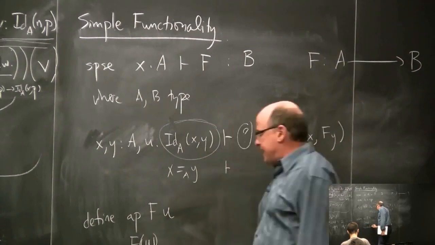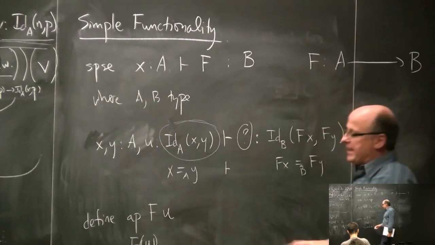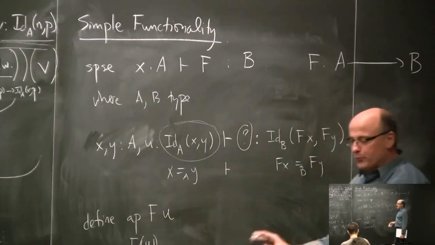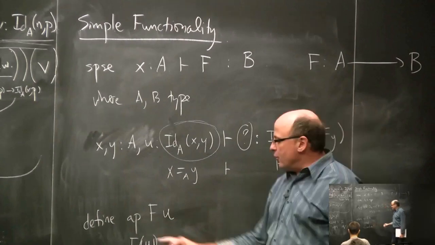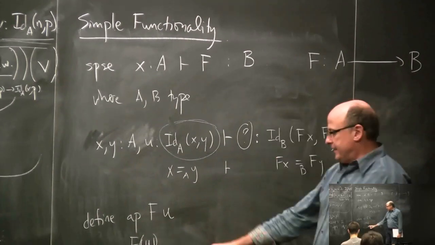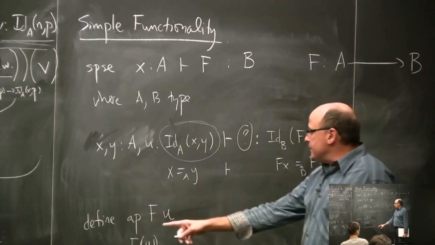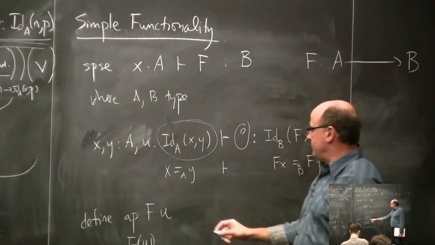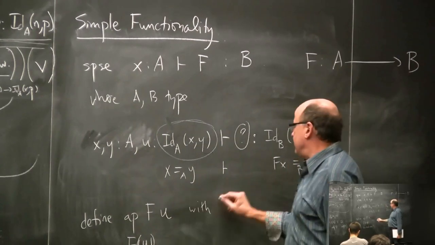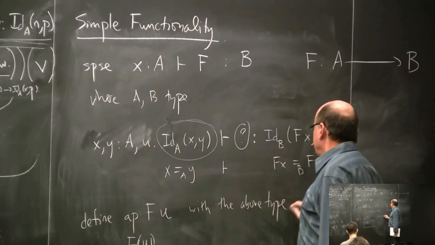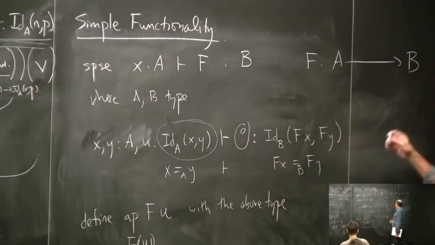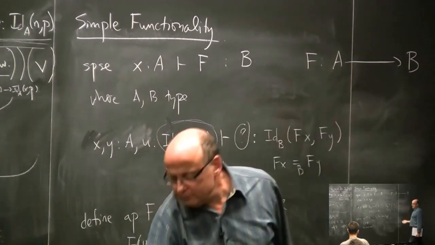And that's really an abuse of terminology right now because I haven't established that I have a category involved, let alone a functor. We'll get back to that later, okay? So right now that's abusive terminology, but it'll turn out to be accurate. So I want to define app-fu, with the above type. Okay, so what is app-fu going to be?